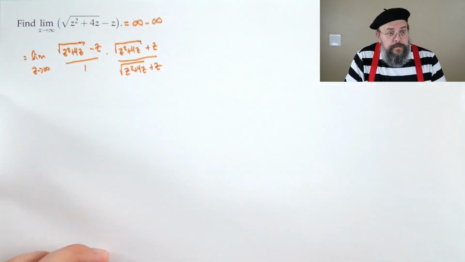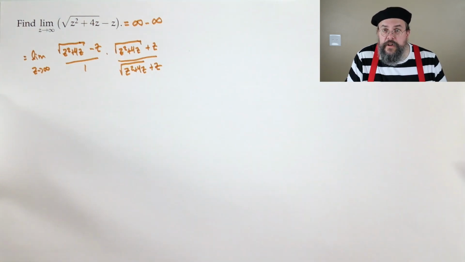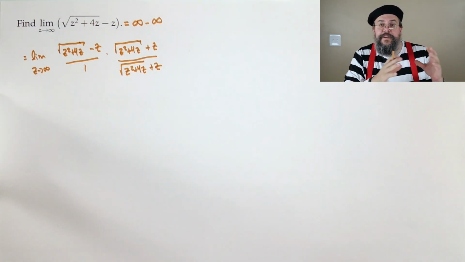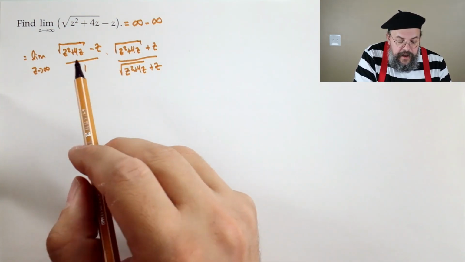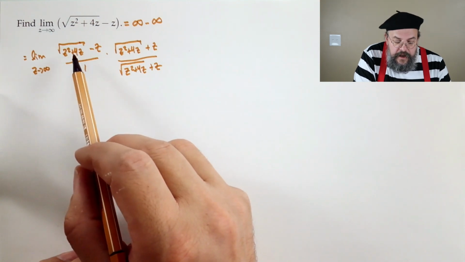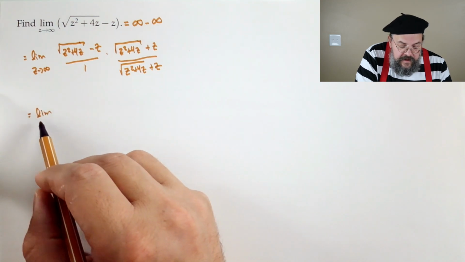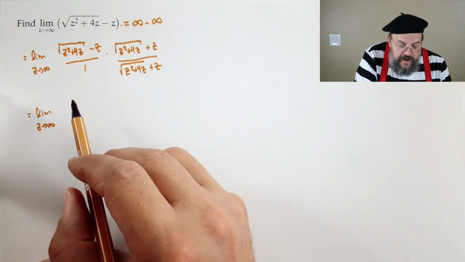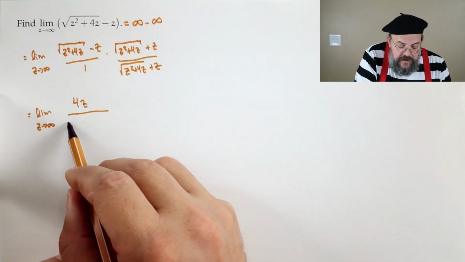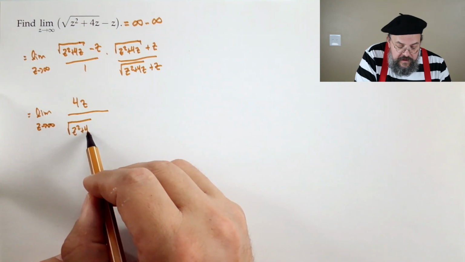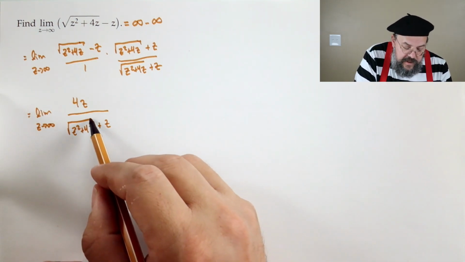All right. So multiply top and bottom by the conjugate. Good. Now, the square roots, we'll get rid of them. Because remember, it's really a minus b times a plus b, so it ends up being a squared minus b squared. So you get rid of the square root, and so you're going to get z squared plus 4z, and then minus z squared. That's fantastic. So this becomes the limit as z goes to infinity of just 4z. Beautiful. Downstairs, what do you have? The square root of z squared plus 4z plus z. Okay, now, there you go.